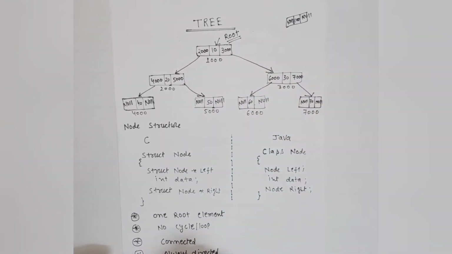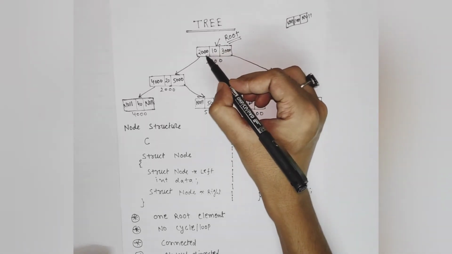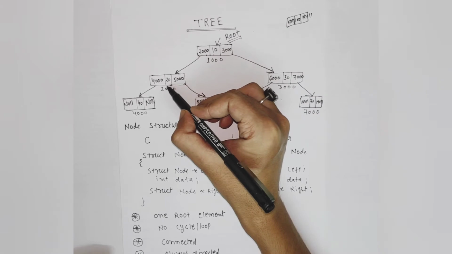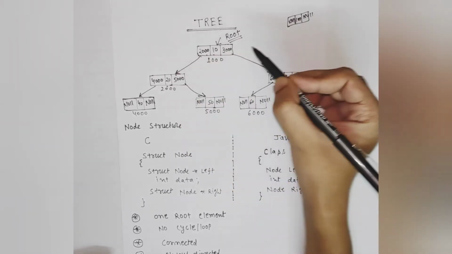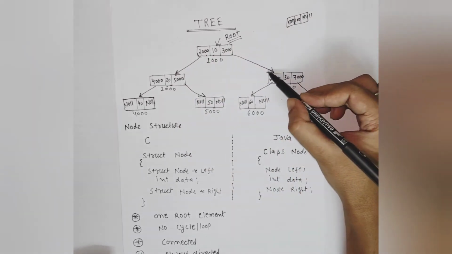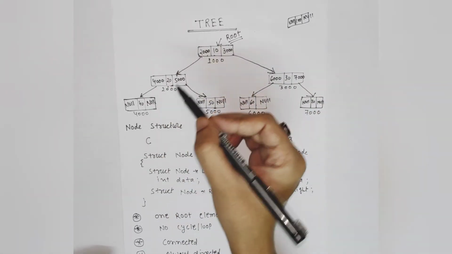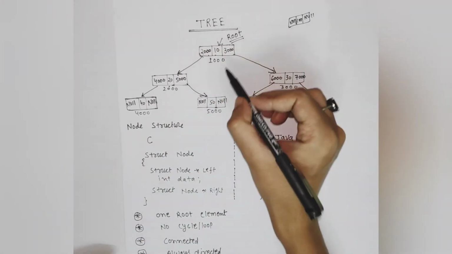The last property is that it is always directed. You can see there are directions. From 10 we can reach 20 and there is one direction. Similarly, here also you can see direction. So at every node you can see there is a direction downwards. So it is directed.